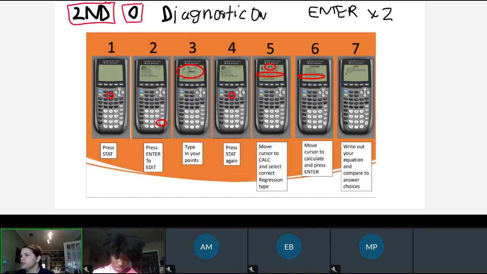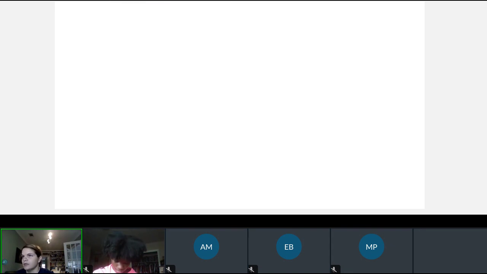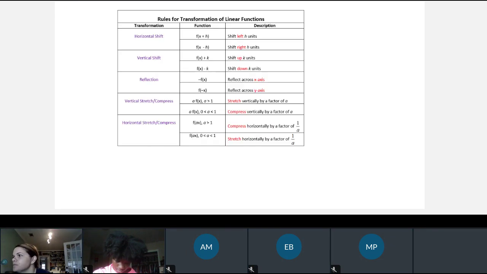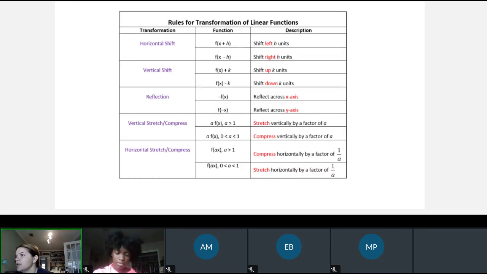So what does that do then? Let me post it here. If I look at my rules, when I am subtracting at the end, so outside of the parentheses, what kind of shift is that and how many units? Does that make sense? Yes.